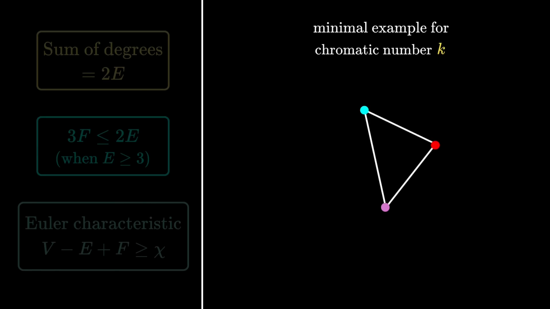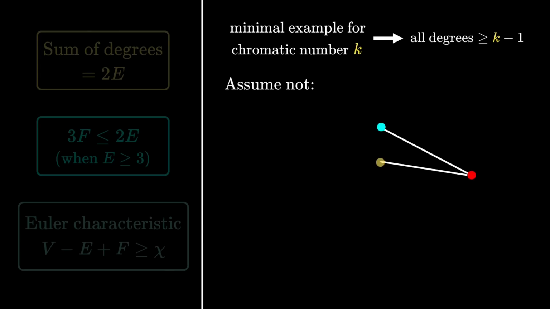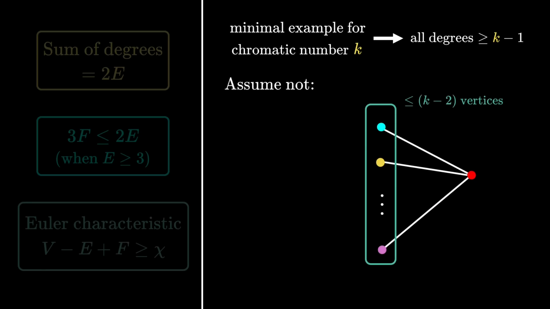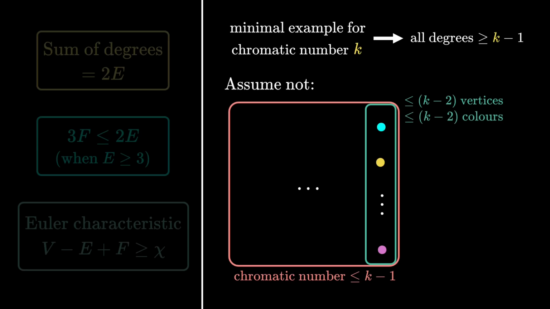All the degrees of the vertices can't be too small. Let's assume not, so there is a vertex with degree smaller than k minus 1. Let's assume that it is this red vertex that connects to less than or equal to k minus 2 other vertices. Because this is a minimal example, whatever we have after we remove the red vertex can be colored with k minus 1 colors. There are only at most k minus 2 vertices here that link to the original red vertex. Even if they all have different colors, they only used up k minus 2 of them.